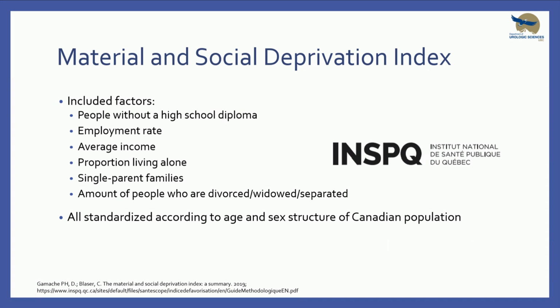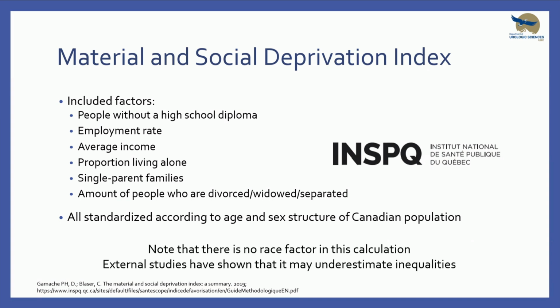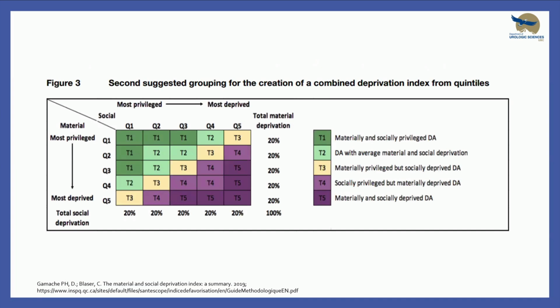And all of these are standardized according to the age and sex structure of the Canadian population. You'll note that there is no race factor in this calculation as opposed to the previous Canadian one I discussed. And there are some external studies that are showing that it may underestimate inequalities. That being said, I think it's important to take a second to take a look to see how they sort of group these patients after indexing their various qualities.